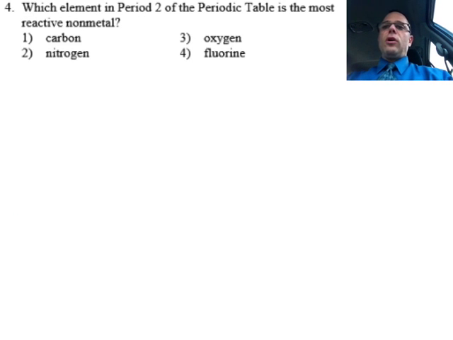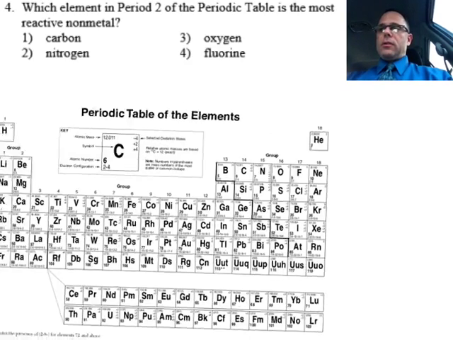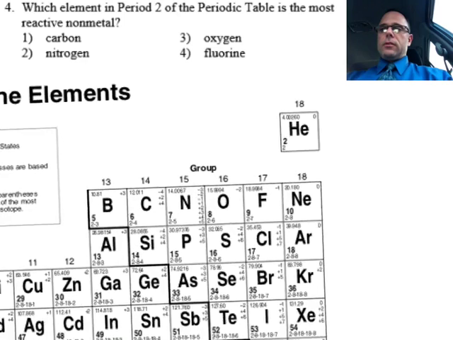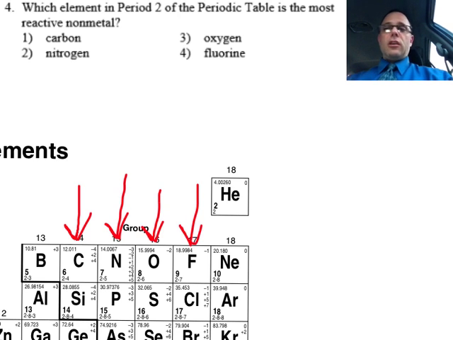So here's number 4. Which element in period 2 of the periodic table is the most reactive nonmetal? So which ones are we talking about? We are talking about either carbon, choice number 1, nitrogen, choice number 2, oxygen, choice number 3, and fluorine, choice number 4.